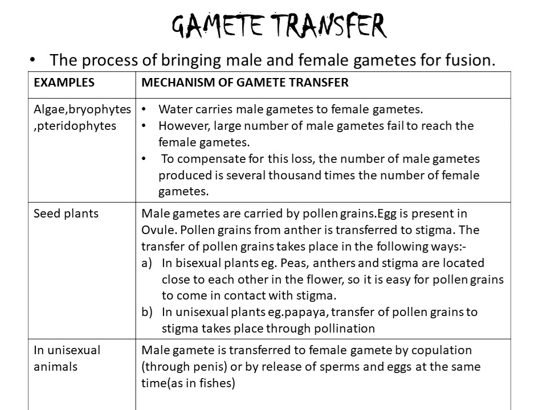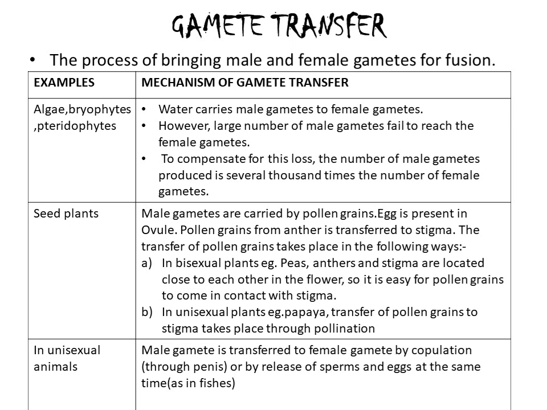In examples like algae, bryophytes, and pteridophytes, water carries male gametes to female gametes. However, a large number of male gametes fail to reach the female gametes. To compensate for this loss, the number of male gametes produced is several thousand times more than the number of female gametes. In seed plants, male gametes are carried by pollen grains.